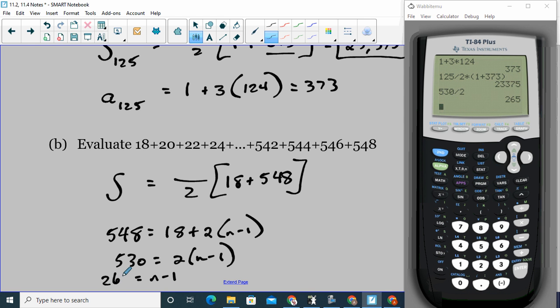And to add 1 gives me 266 total terms. So I do 266 over 2 times the sum of the first term and the last term. 75,278.